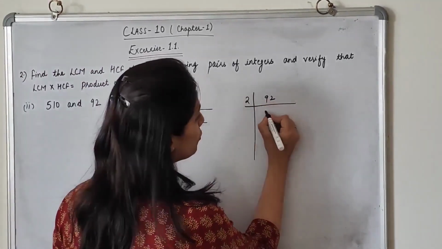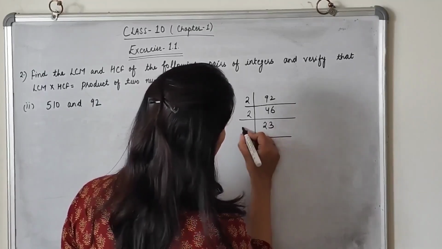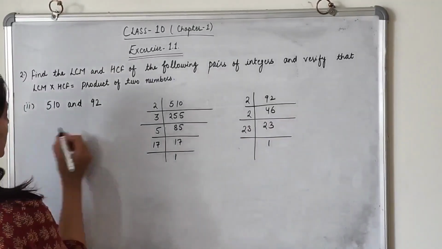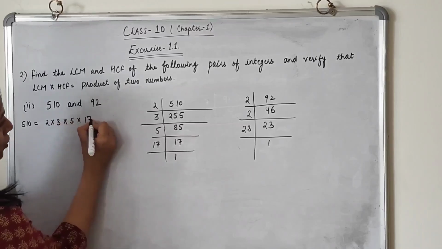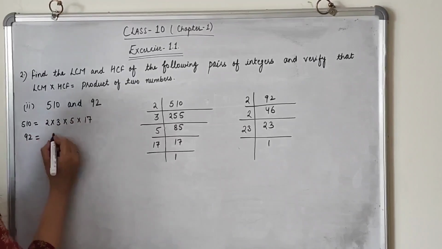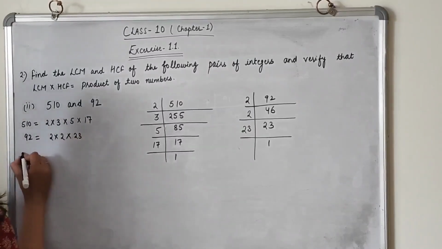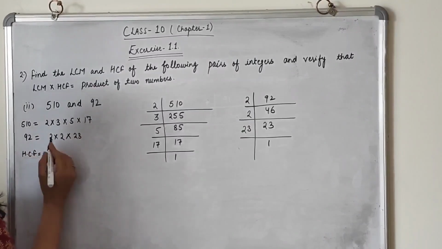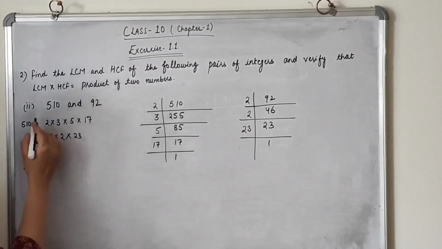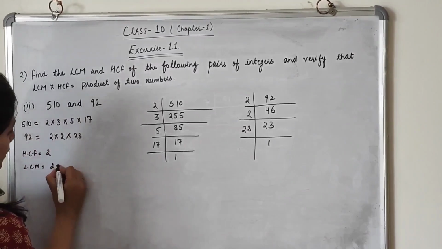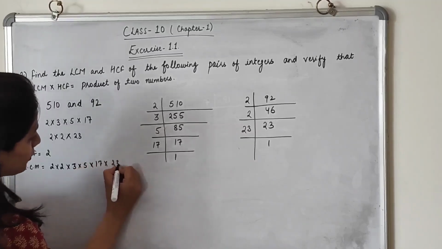Here is the number 92. 92 is divisible by 2. 2 4s are 8, 2 6s are 12. 2 2s are 4, 2 3s are 6, 23 ones are 23. So what are the factors? 510 is equal to 2 cross 3 cross 5 cross 17, and 92 is equal to 2 cross 2 cross 23. Fine. So what is the HCF? HCF is 2 because we are taking the common number, and what is the LCM? 2 into 2 into 3 into 5 into 17 into 23.